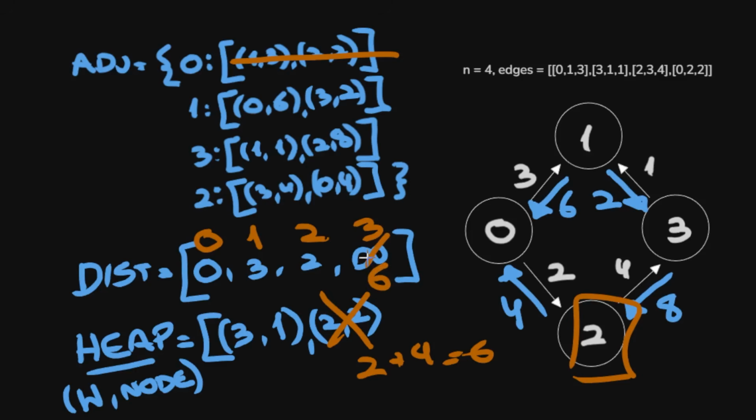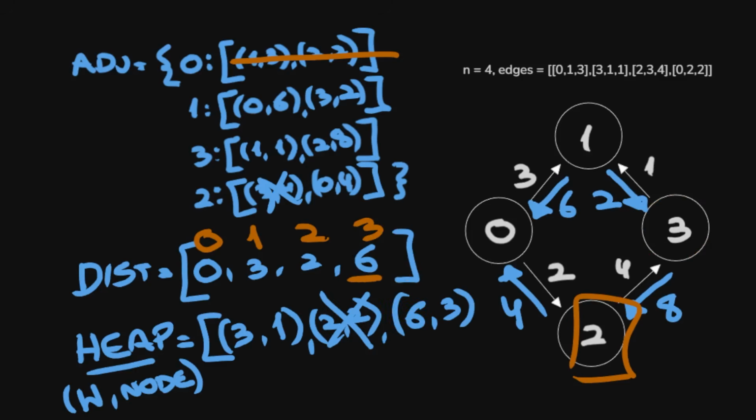And given that we are updating this, we need to add the new tuple with the new information. The first value is the new weight, meaning 6. The second value is the node, meaning 3. And just to be clear, this 6 up to this point means that if we decide to take this path, the total distance from the source to this node is 6. So now we can continue with the next tuple.